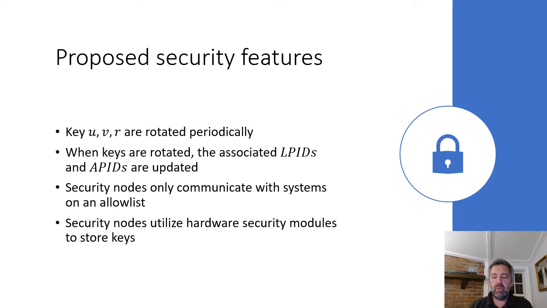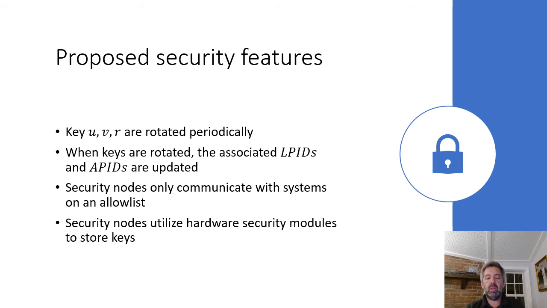So, in addition to the system we have outlined in the paper, we have also proposed some additional security features. One feature is that the keys U, V, and R are rotated periodically. So the key rotation ensures that if there's been a data breach and some data leaks containing an LPID or APID, those values will change over time whenever the keys are rotated. So this causes any leaked data to become obsolete and unusable over time.